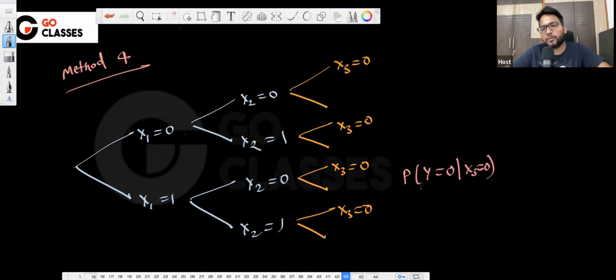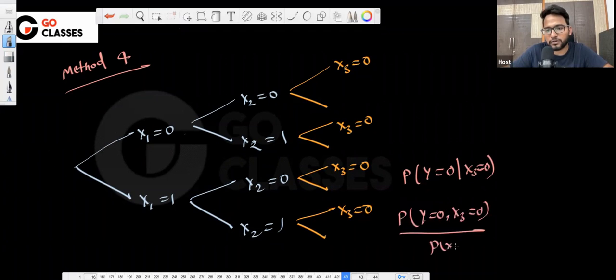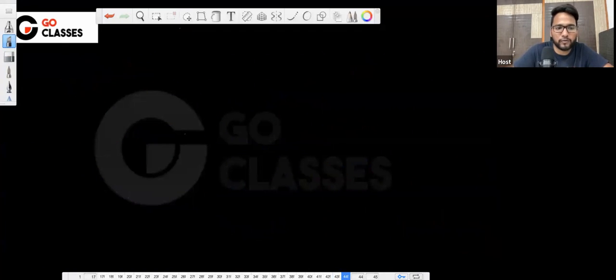I think we need to apply the formula only. So maybe let's just apply the formula. So which means that probability of y being 0, comma x3 equal to 0 divided by probability of x3 equal to 0. So let's just solve for this. What is the probability of y being 0?